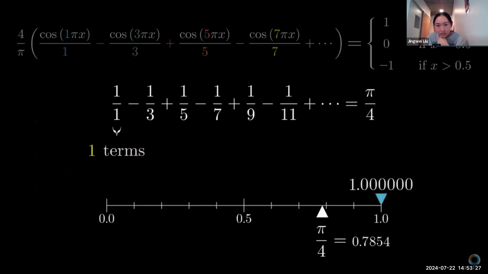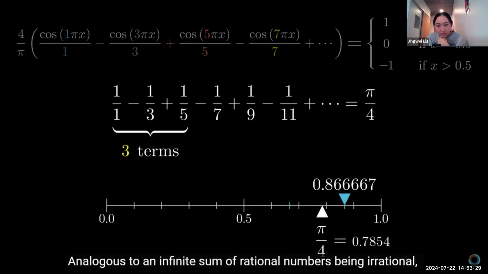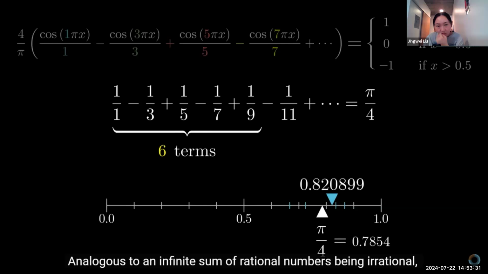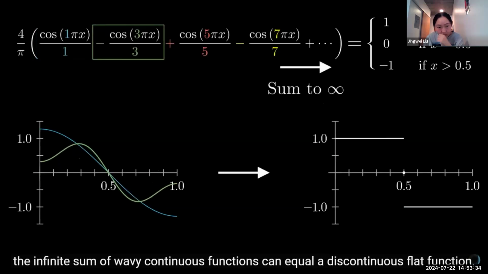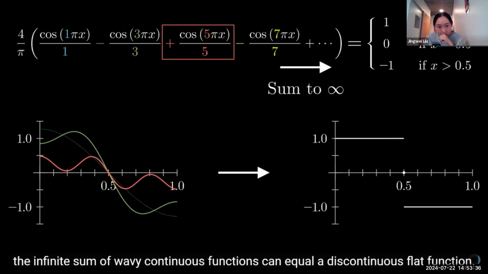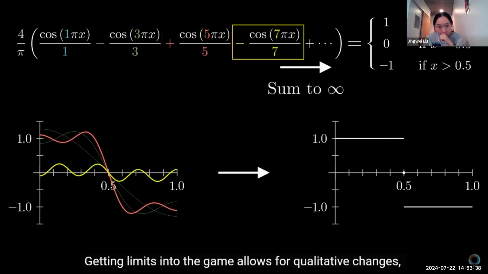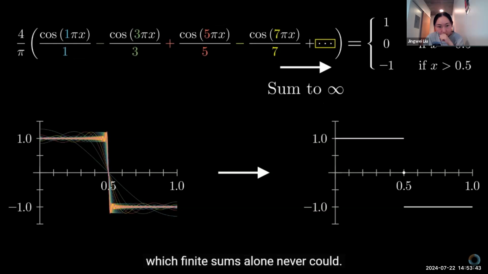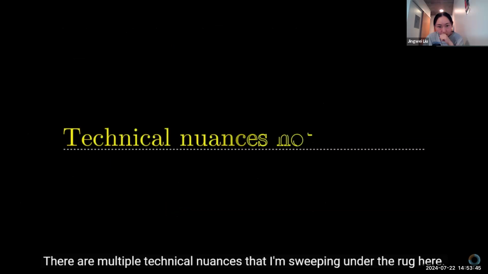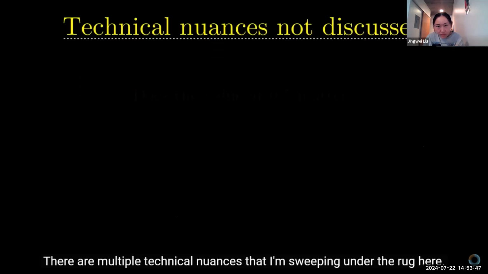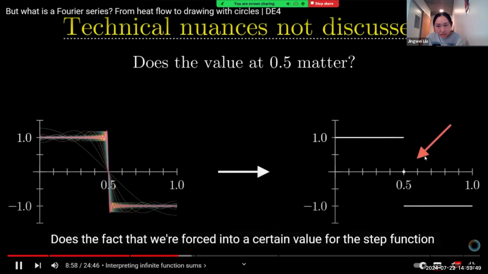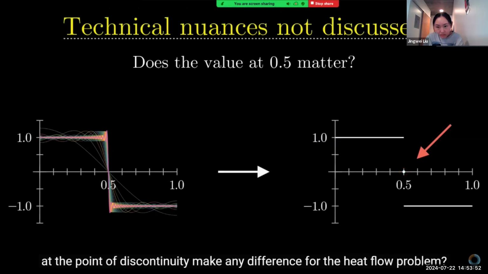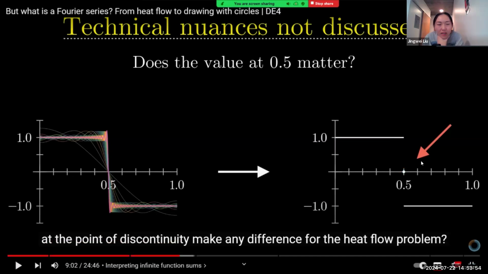Analogous to an infinite sum of rational numbers being irrational, the infinite sum of wavy continuous functions can equal, honest to goodness equal, a discontinuous flat function. Getting limits into the game allows for qualitative changes, which finite sums alone never could. There are multiple technical nuances that I'm sweeping under the rug here. Does the fact that we're forced into a certain value for the step function at the point of discontinuity make any difference for? Okay, so it talks about the limit or approximation.